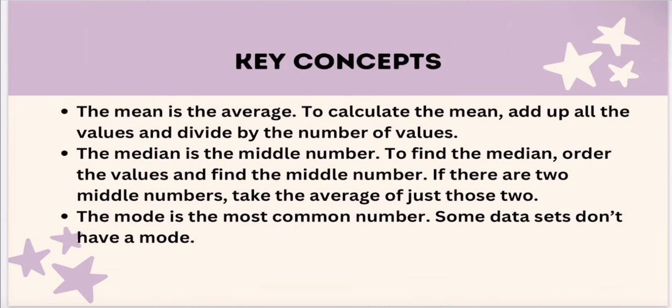The median is the middle number, so to find the median, we should order the values and find the middle number, the number where half the values in the data set are larger than it and half the values of the data set are smaller. And if there's two middle numbers, which there will be in data sets where we have an even number of values overall, we should find the two middle numbers and then take the average of just those two.